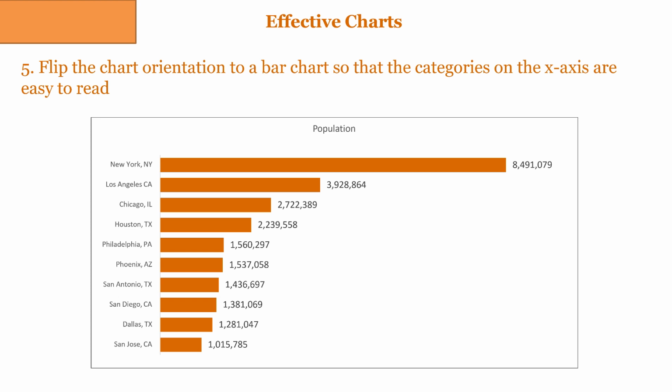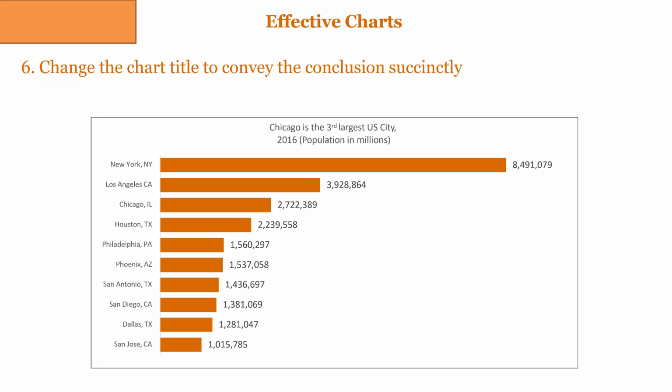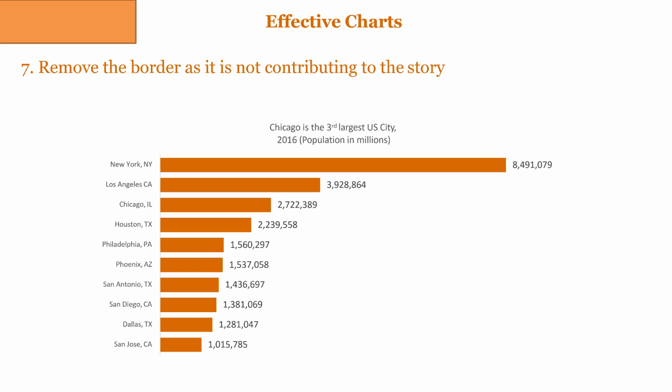So we flip the chart orientation to a bar chart so that categories on the x-axis are easy to read. We also change the chart title. You see now that the chart title has been changed: Chicago is the third largest US city as of 2016. And we also indicate how we are calculating it, with the units, population in millions. So we have New York, Los Angeles, Chicago, and then we go on.